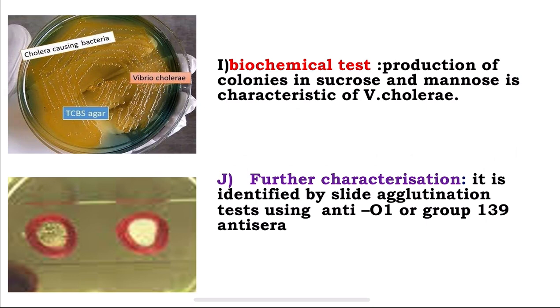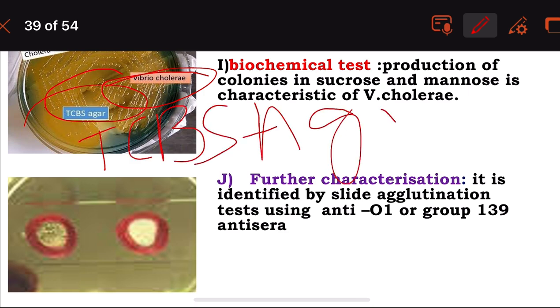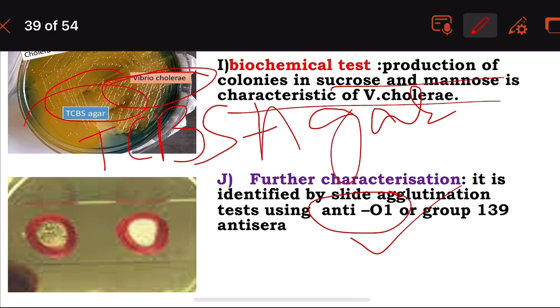And then comes the biochemical test, like the production of colonies in sucrose and mannose, which is characteristic of Vibrio cholerae. Again you can see here Vibrio cholerae in the TCBS agar, and we also grow it in sucrose and mannose. Further characterization is done by the slide agglutination test, using anti-O1 or O139 antisera.